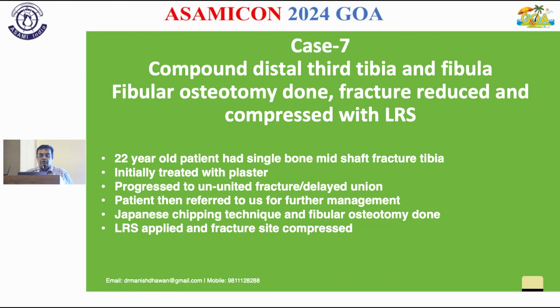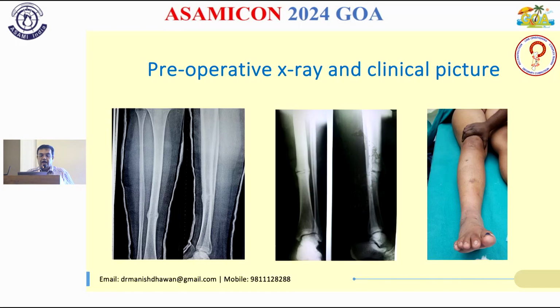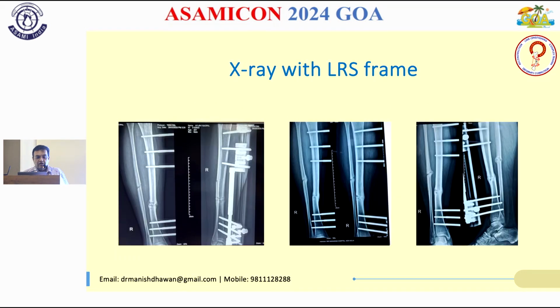Case number 7, 22-year-old patient had a single bone mid-shaft fracture tibia, initially treated with plaster, progressed to ununited delayed union. Somebody treated with plaster, he had not a proper union. So what I did was apply LRS frame, do the fibular osteotomy, and the chipping technique which I showed yesterday. This is a Japanese technique. You just make a small hole and chip the whole area. It works like a graft.